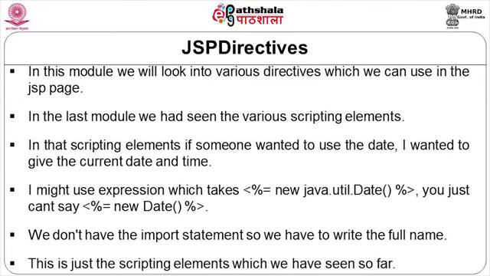In those scripting elements, we had used expressions. When writing an expression, maybe someone wanted to use a date. How would he do it? I wanted to show the current date and time. So, maybe I might write an expression which says <%= new java.util.Date(). You can't just say new Date. Why? We don't have an import statement. You will have to write the full name. We would like to have an import statement. How can we put an import statement?